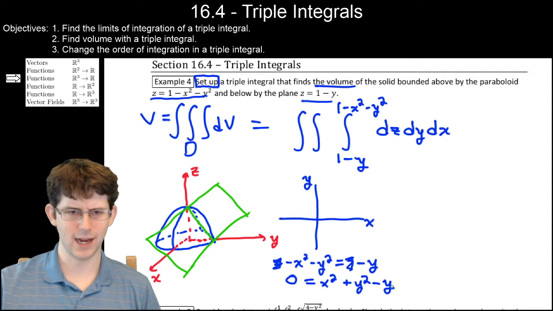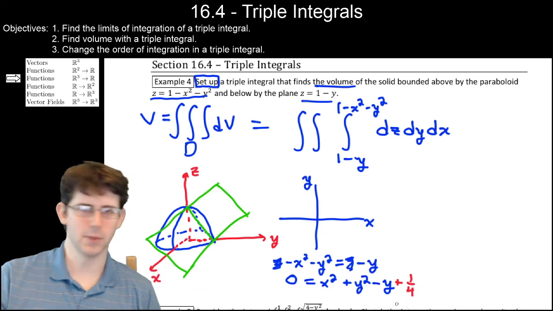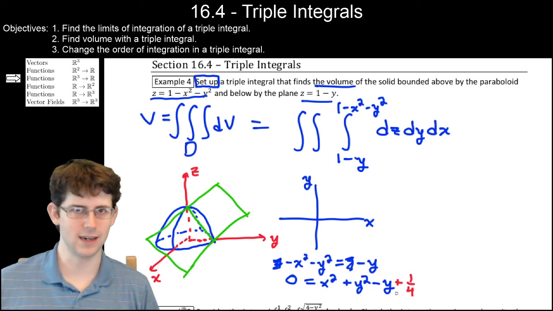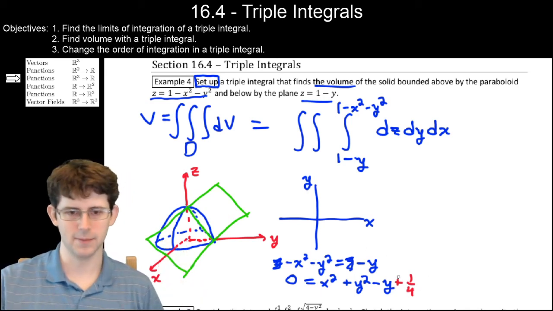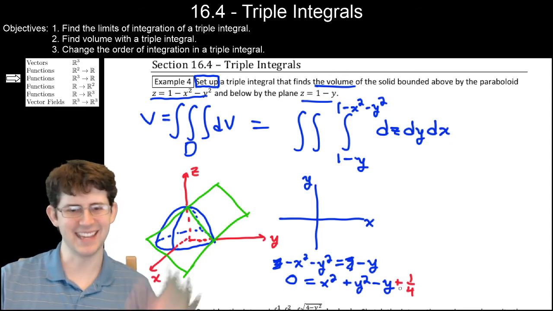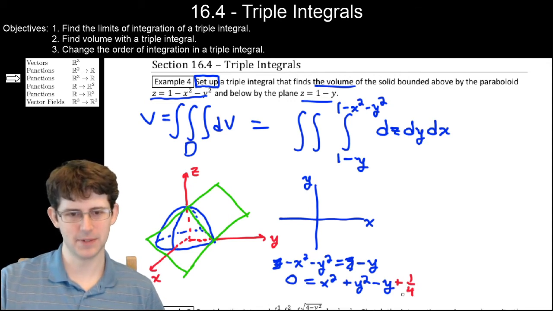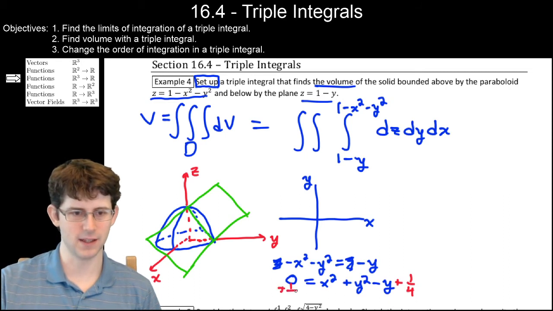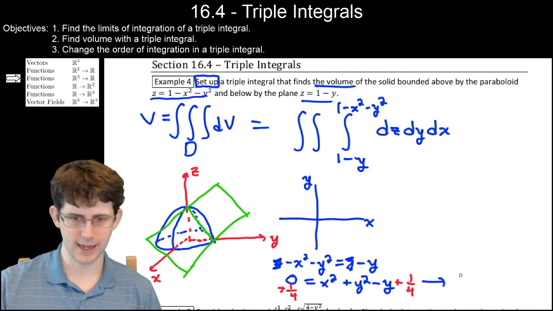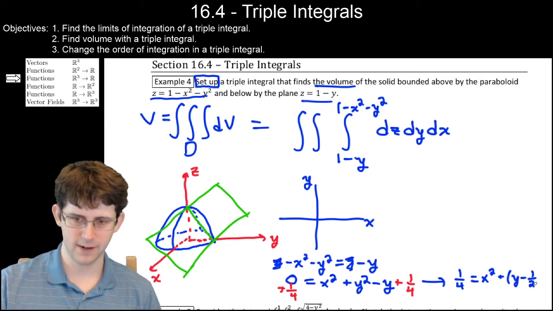y squared minus y, to make it a perfect square, I would need a fourth here. If you need a refresher on completing the square, it's totally fine. You can ask me in an office hour or ask your instructor in an office hour. We have to teach completing the square in every class because no one ever takes it seriously. But that's fine, it's nothing against you. So to make this a perfect square, we need to add a fourth. I can't just randomly add a fourth to the right side, so I'll also add a fourth to the left side. Then when I factor this, I'll have a fourth is x squared plus y minus a half squared.